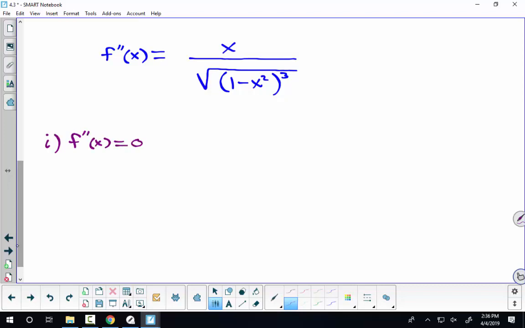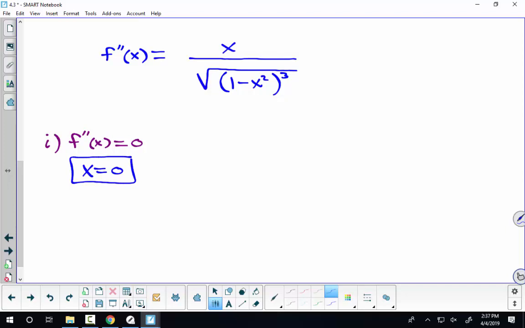So where's the second derivative 0? When's a fraction 0? The denominator is 0, the fraction is undefined. When the numerator is 0. So this one's second derivative is 0 when x is 0. Is that in the domain? Yeah, the domain was from -1 to 1. So we have that one.